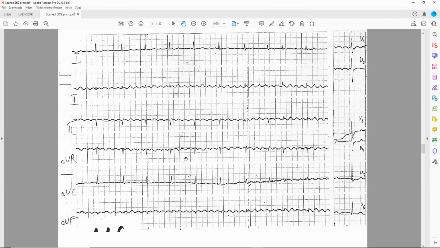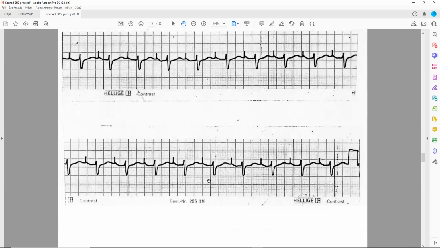Do we see a pathological Q wave anywhere? No, because we have an initial R. So there is no pathological Q wave, no MR. Great.